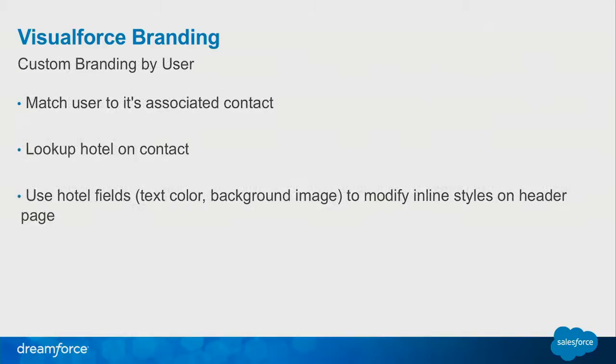So how are we going to actually do this custom branding? When the user logs in, we're going to get its contact, and then we'll look up the hotel that contact is associated with. From the hotel record, we'll have information like the text color, background images, and such that we're going to then inject into our Visualforce page with inline styles.